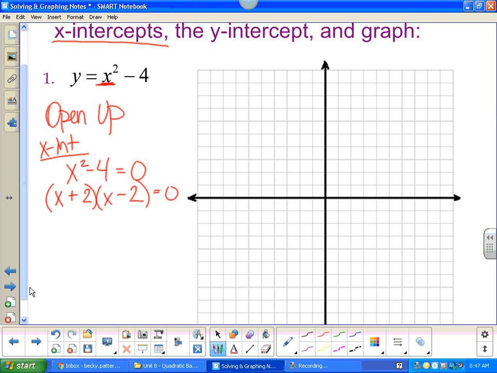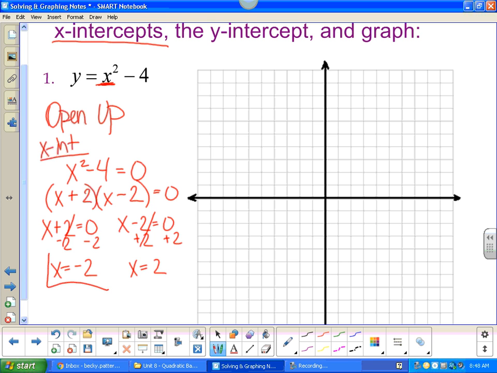Once you have factored it, you take each of his factors and individually set them equal to 0 and solve each one. So his solutions are x equals negative 2 and x equals 2. Well, if those are his solutions, those are also his x-intercepts.